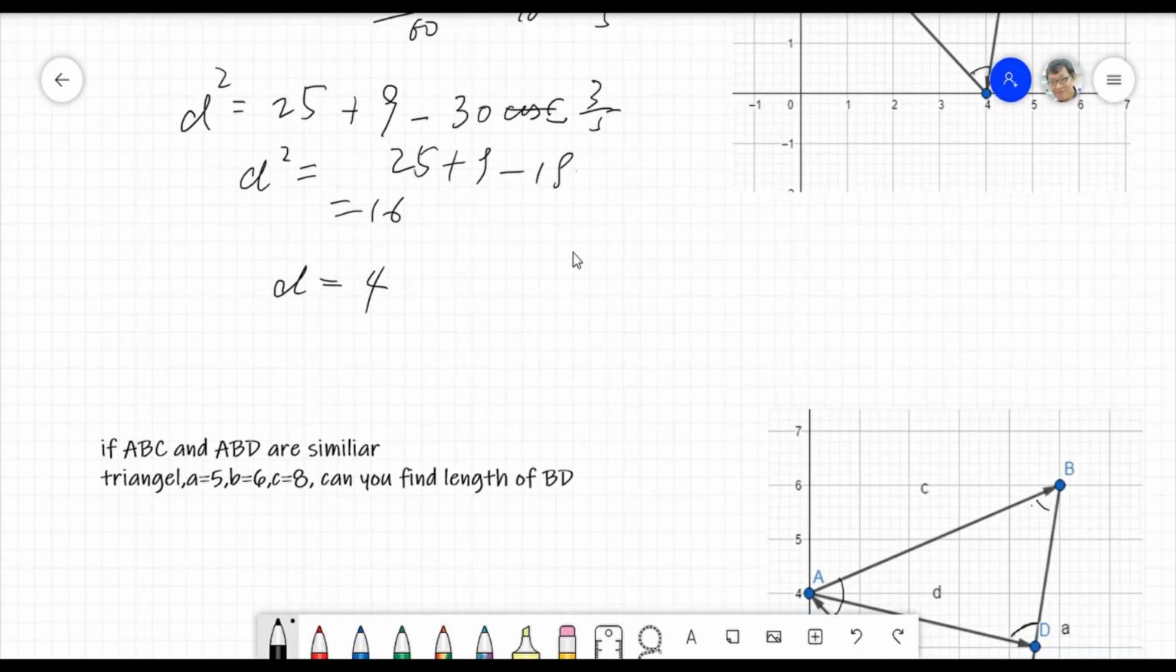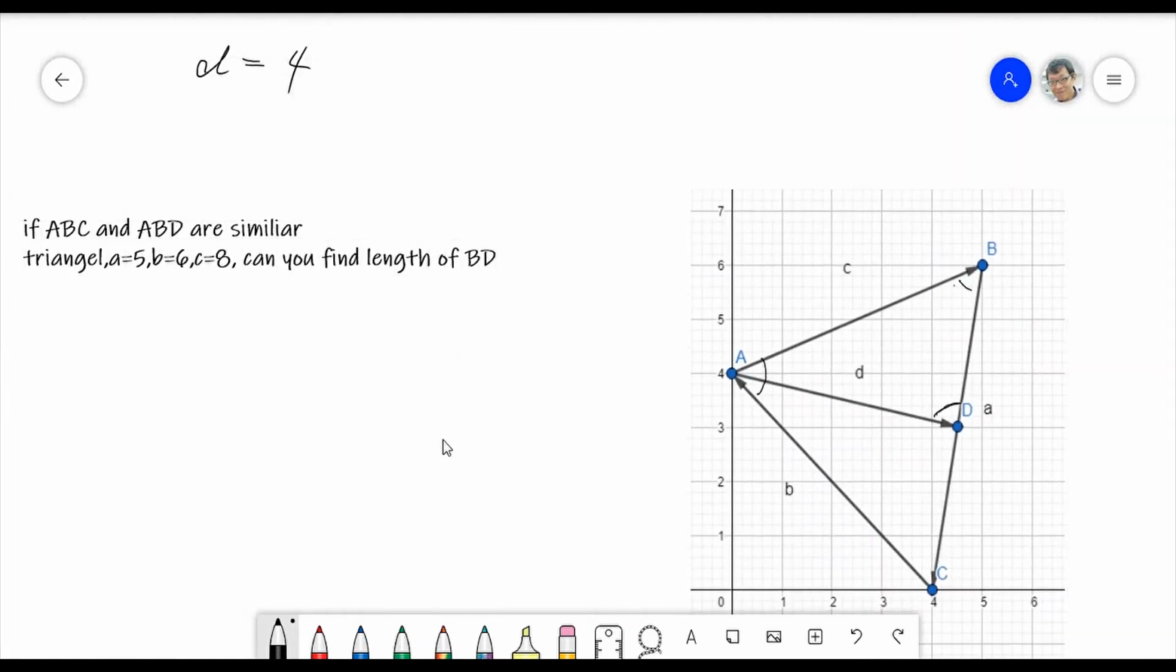For this one, it's harder, and we need to use the law of sine. Look at this triangle ABC. For this one I will introduce a new concept, which maybe you know already, but I will remind you again. Suppose ABC and ABD are similar triangles. What does similar triangle mean? Let me give an example.